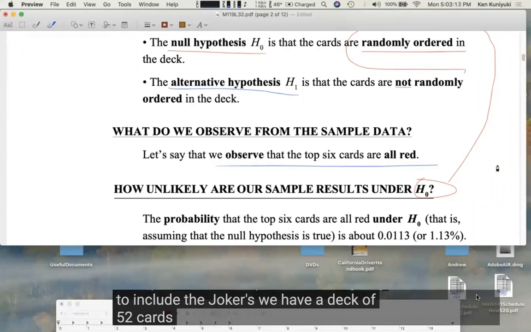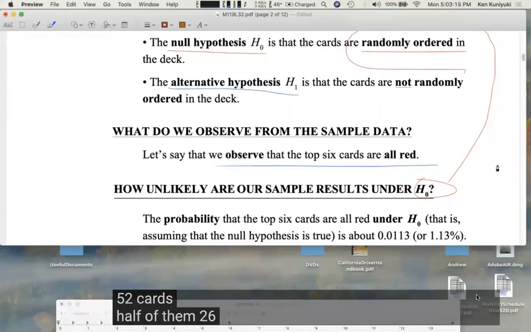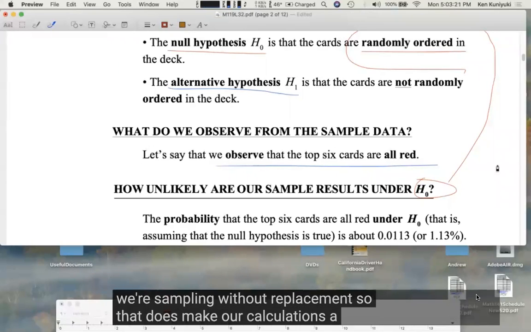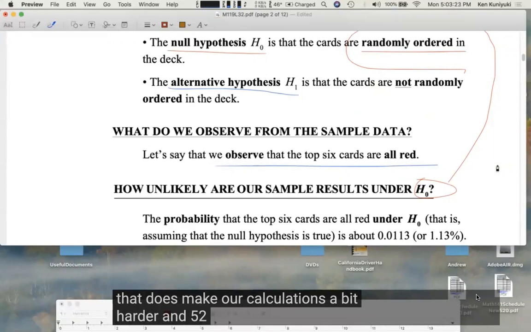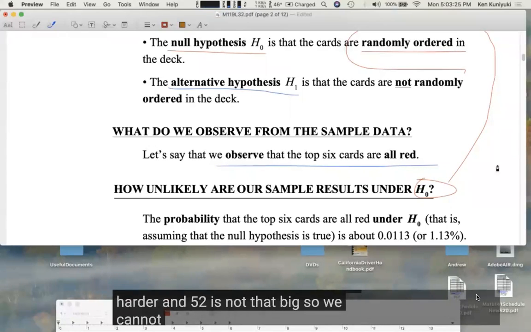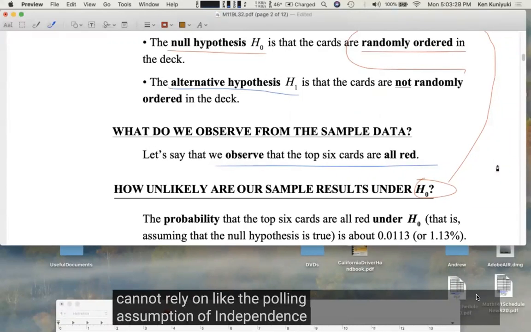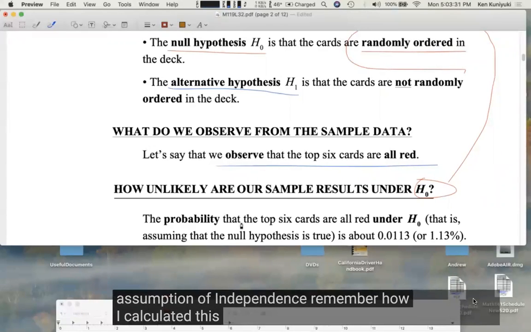We have a deck of 52 cards. Half of them, 26, are red. And by the way, we're sampling without replacement. So that does make our calculations a bit harder. And 52 is not that big. So we cannot rely on the polling assumption of independence. Do you remember how we calculated this?